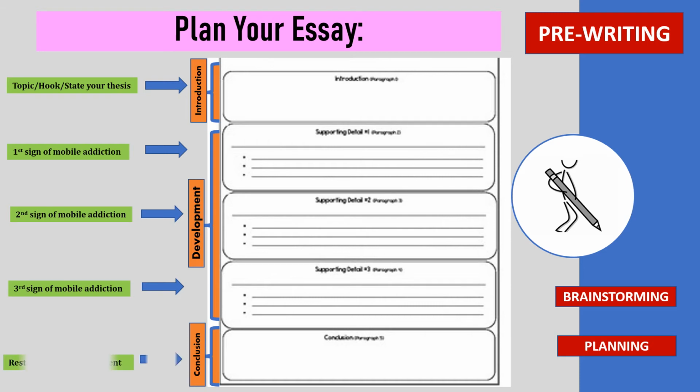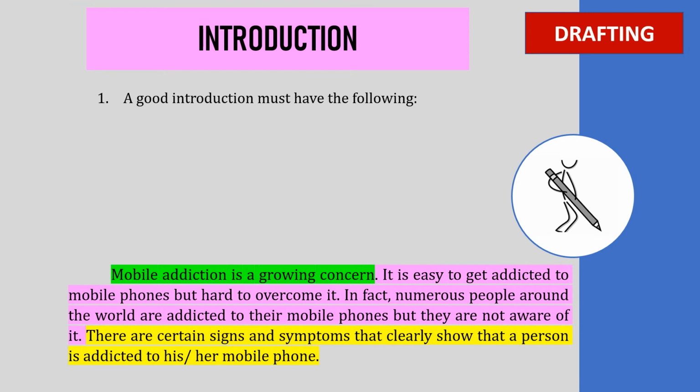The last, after planning and writing the outline of your essay, you start writing your first draft. This stage is called drafting. So let's consider the previous example of mobile addiction. So here is the introduction.